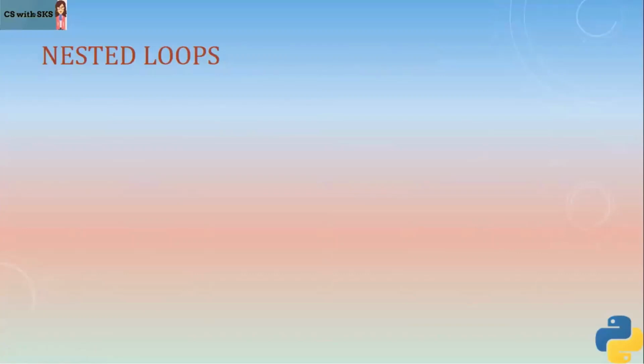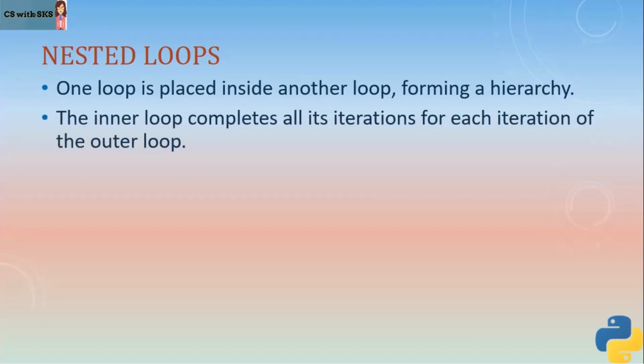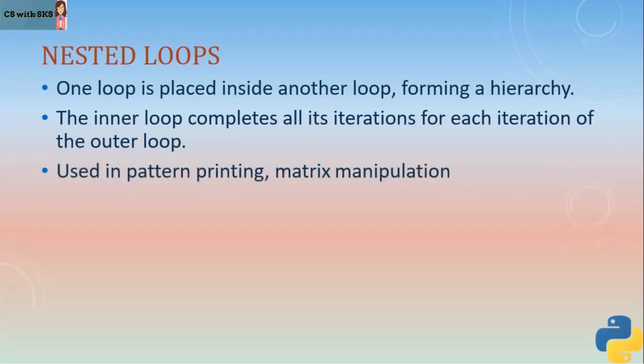Now let's have a look at nested loops. We have already learned about nested if statements, right? Conditional statements. For that, if you want to revisit, you can look at my day 6 video of flow control using if statements in Python. So let's understand how nested loops can be created in Python. When you place one loop inside of another loop, forming a hierarchy, it is known as nested loops. The inner loop completes all its iterations for each iteration of the outer loop, right? And the nested loops concept is used in pattern printing, matrix manipulation, etc.